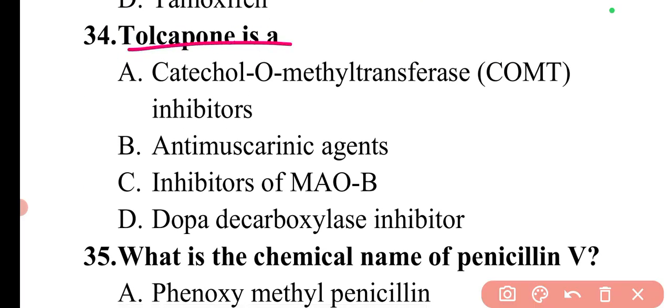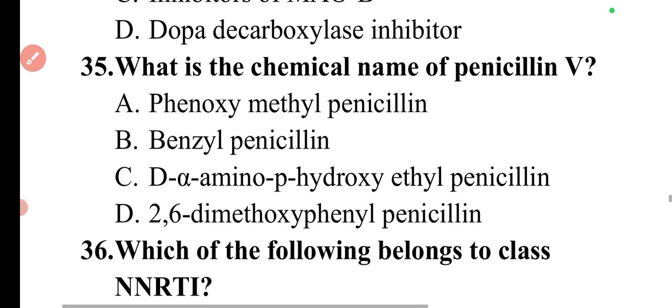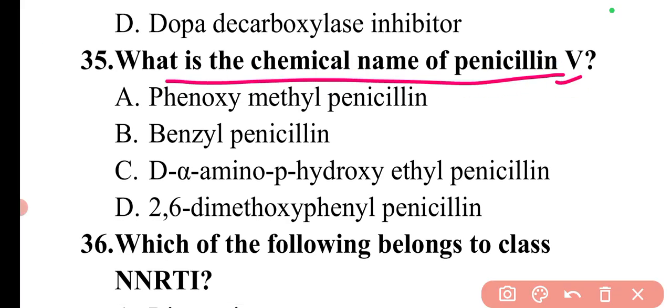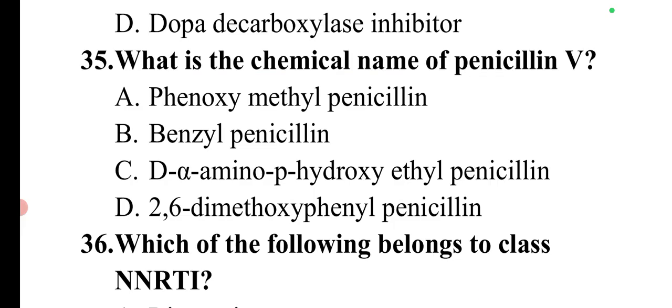Next question is, tolcapone is a. So tolcapone is a drug which is used in Parkinson's condition, and it is a catechol O-methyltransferase inhibitor. So here option A will be the correct answer. Then moving to the next question. What is the chemical name of penicillin V? So the chemical name of penicillin V is phenoxymethylpenicillin. So here option A will be the correct answer.